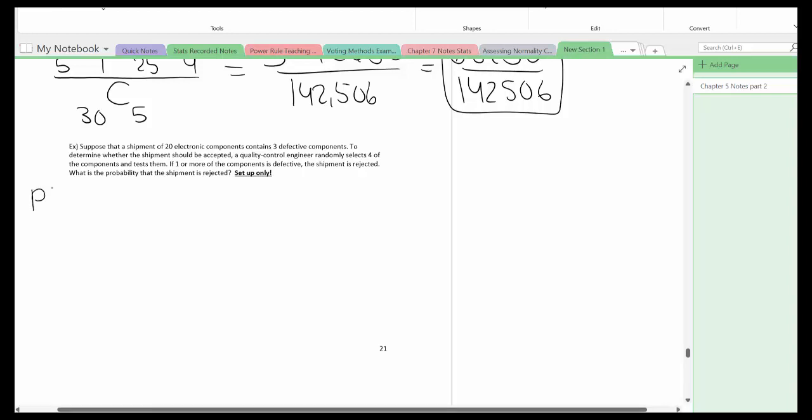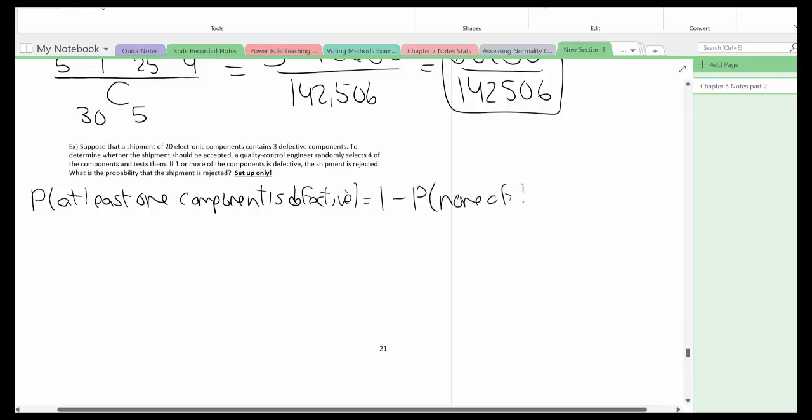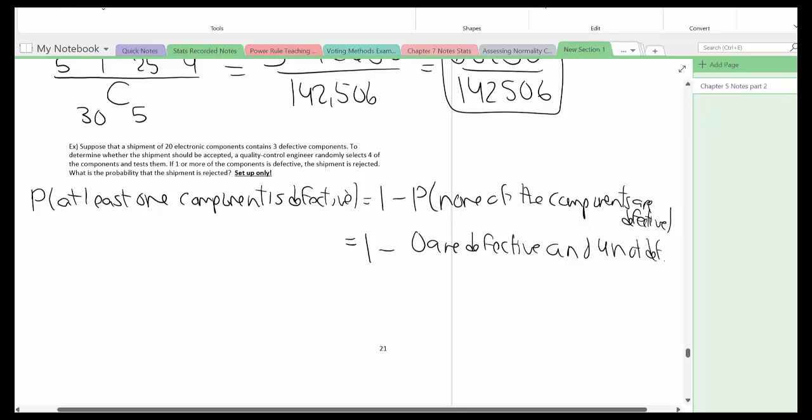So this is going to be what? The probability that at least 1 component is defective. This is the same thing as 1 minus the probability that none of the components are defective. So that's going to be 1 minus. How do I write that? That means we're going to select 0 that are defective and 4 not defective, all over the total number of outcomes.